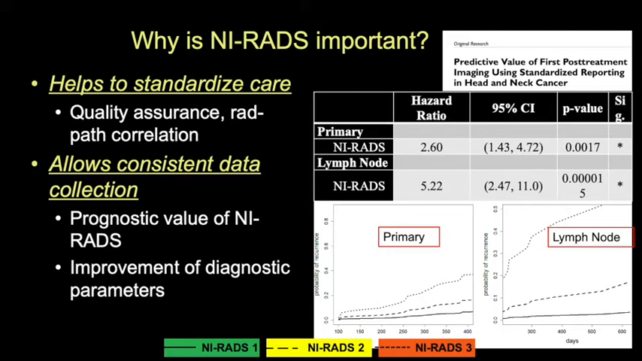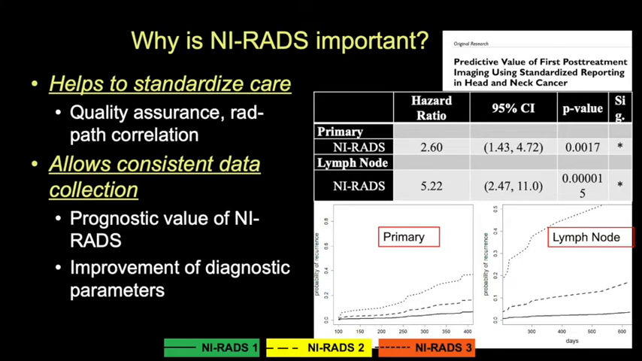It also helps to facilitate rad-path correlation. The webinar that I referenced earlier contains examples of why this is so important for the individual patient, but also for our growth as radiologists. For example, you may start to see that you're calling a NI-RADS 3 over and over again in a particular scenario, but finding out that it's always post-radiation, and then you may need to adjust your threshold.